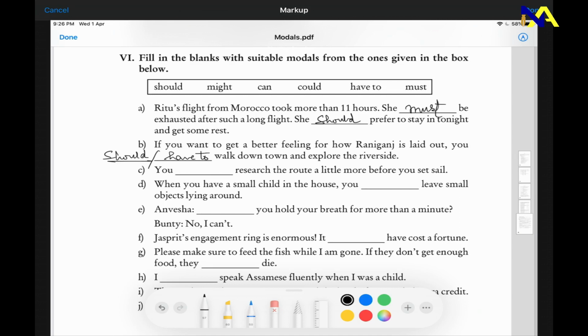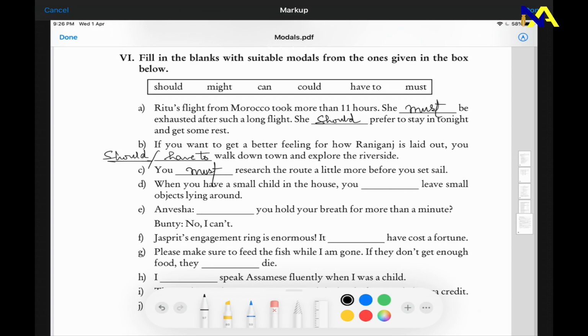Moving on to the third one, you dash research the route a little more before you set sail. आप पूरी जर्नी पर जा रहे हो, क्या लगता है कि लाइटली लेना चाहिए किसी रिसर्च को करना स्टार्ट करने से पहले? बिल्कुल लाइटली नहीं लेना चाहिए. दिस इज़ अ केस ऑफ मस्ट, दिस इज़ अ केस ऑफ नेसेसिटी. You must research the route a little more before you set sail.